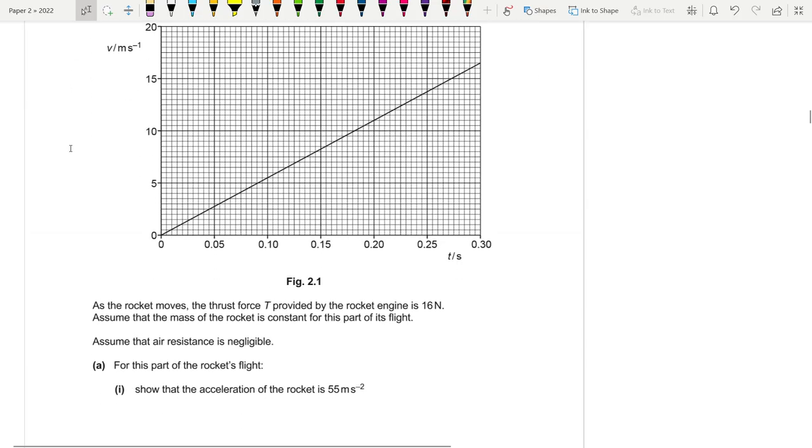As the rocket moves, the thrust T provided by the rocket engine is 60 Newton. Assume that the mass of the rocket is constant for this part of its flight. Assume that air resistance is negligible. For this part of the rocket's flight, show that the acceleration of the rocket is 55 meters per second.